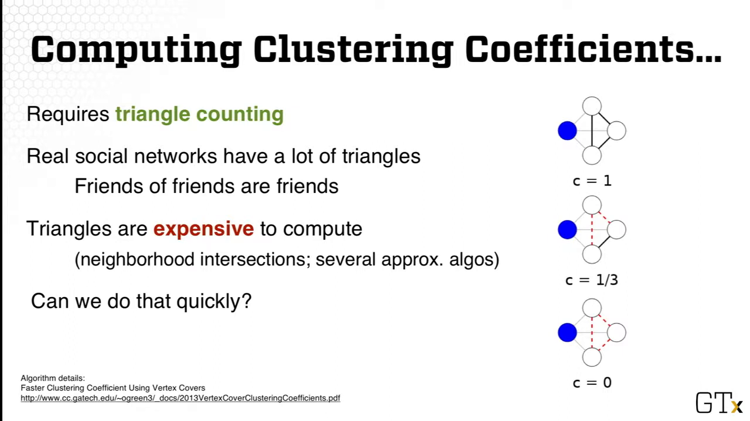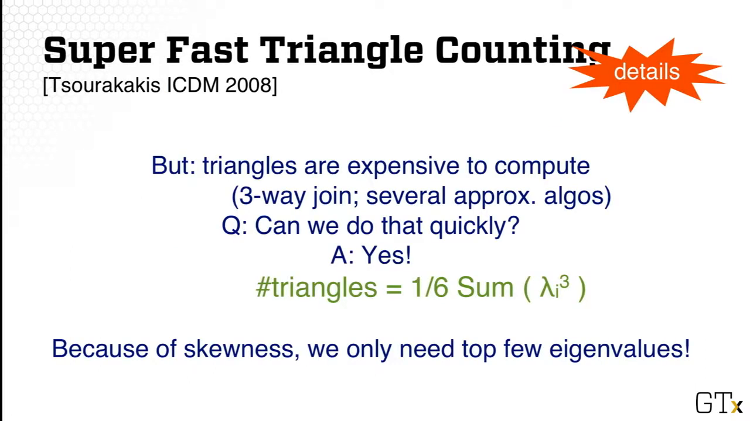In general, that means we need to do something called neighborhood intersection. Fortunately, there are a number of approximate algorithms to compute that, and one of them is really clever, and we can compute triangles really, really quickly. It leverages a formula where the number of triangles in a graph is exactly 1/6 times the sum of all the eigenvalues cubed. So this would give you the exact triangle count.